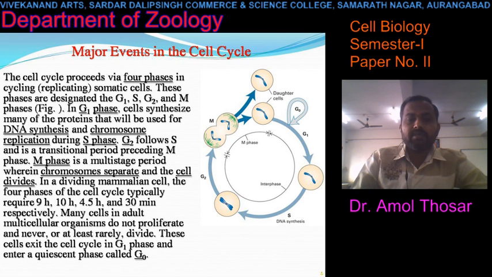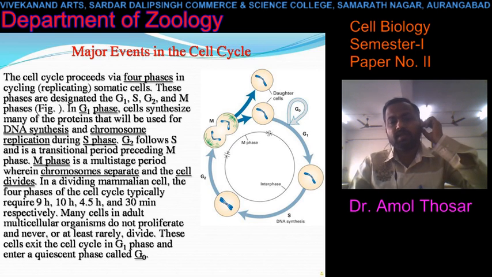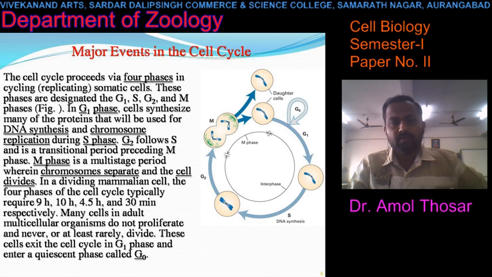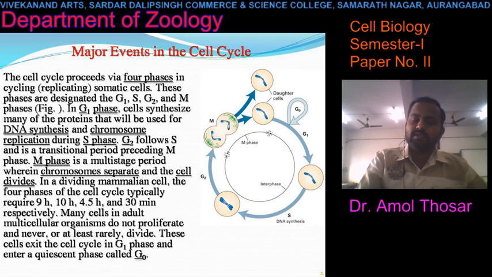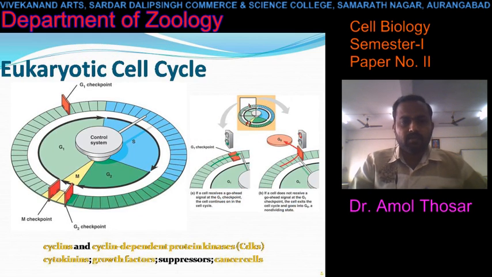In dividing mammalian cells, the four phases of the cell cycle typically require 9 hours, 10 hours, 4.5 hours, and 30 minutes respectively. Many cells in adult multicellular organisms do not proliferate and never, or at least rarely, divide. These cells exist in the G1 phase in a quiescent state, called the G0 phase.